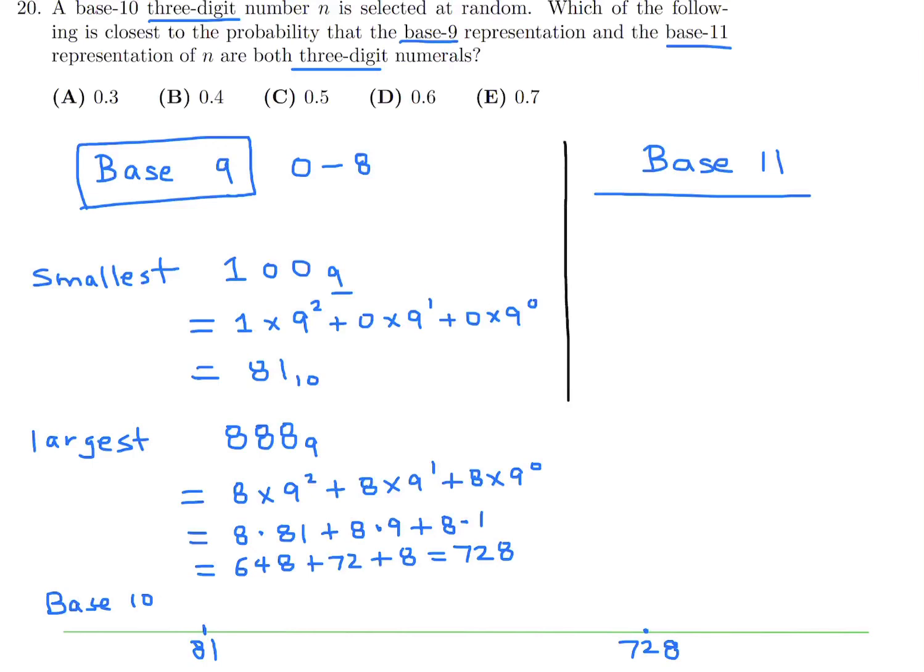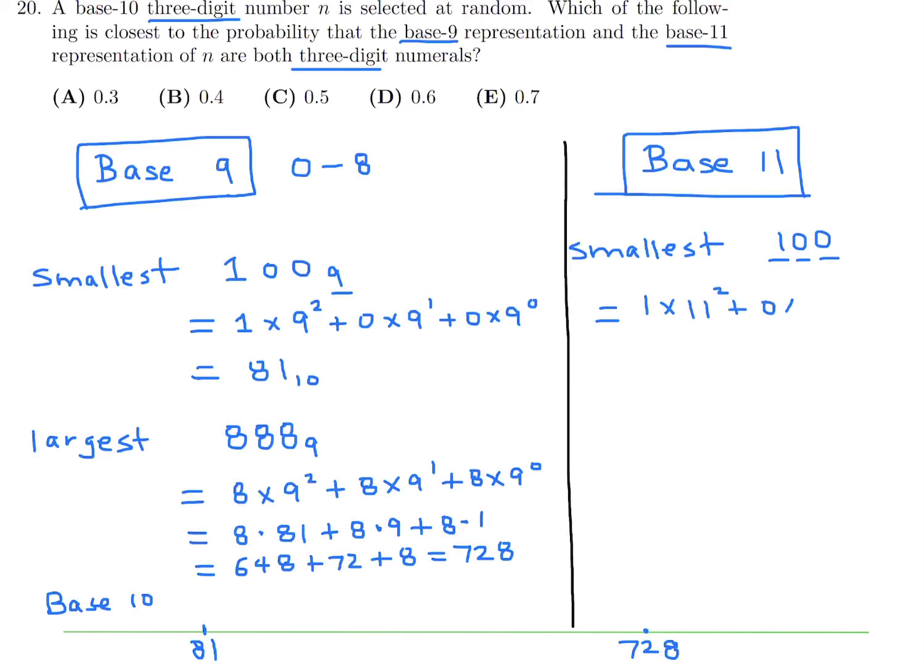We've got to do base 11 also. All right? So let's do base 11 in the same way. What's our smallest base 11 number? Well, it'll be 100. That is 3 digits. So let's convert this to base 10. So we have 1 times 11 to the power of 2 plus 0 times 11 to the power of 1 plus 0 times 11 to the power of 0. So we've got 121 plus 0 plus 0. So there you go, 121 in base 10. So I'll put that on my number line. We've got another one, 121.